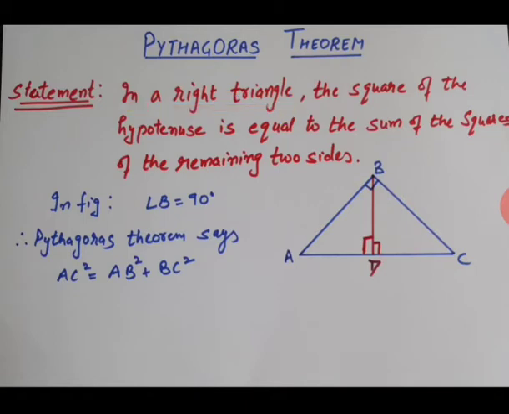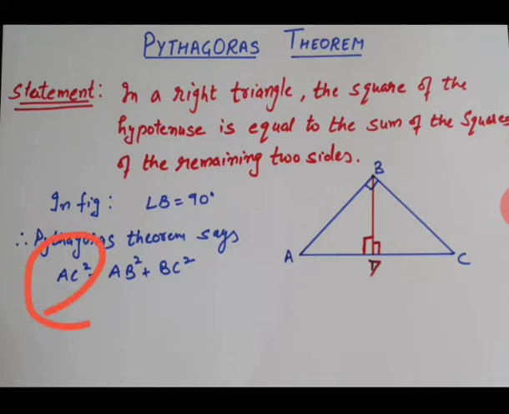In a right triangle, the square of the hypotenuse is equal to the sum of the squares of the remaining two sides. So first of all, let us see what is a hypotenuse. As you can see in this diagram, this angle B is of 90 degrees, right? And we know that the side opposite to 90 degrees, which is AC, is the hypotenuse, right?